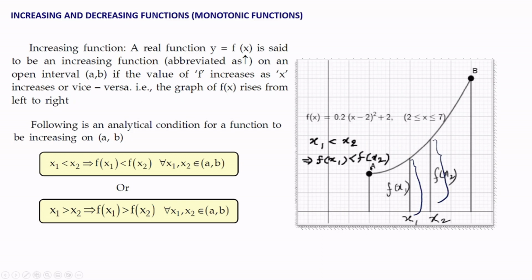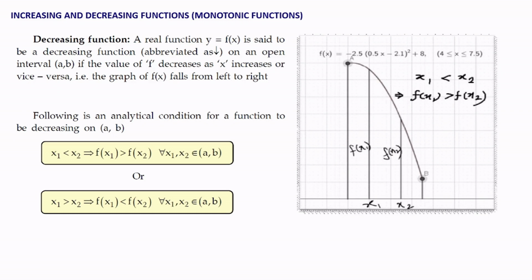So we call this curve f of x is equal to 0.2 into x minus 2 the whole square. This is the curve. This is an increasing function. So an analytical condition for a function to be increasing on a comma b is given by x1 less than x2 implies f of x1 less than f of x2 for all x1 comma x2 belongs to this open interval a comma b, or x1 greater than x2 implies f of x1 greater than f of x2 for all x1 comma x2 belongs to the open interval a comma b. So this is with respect to increasing function.